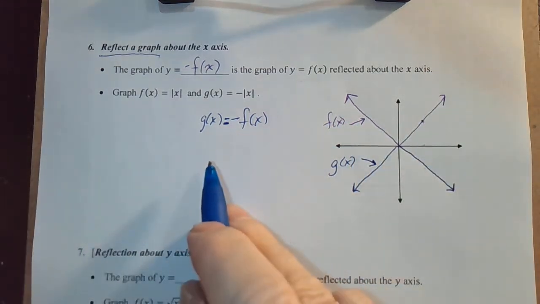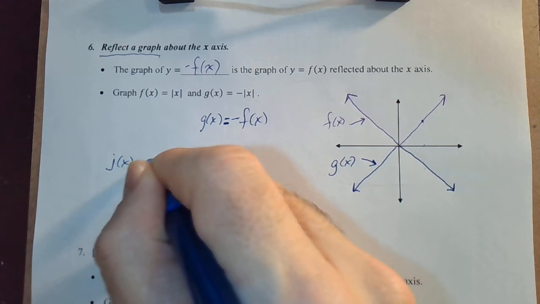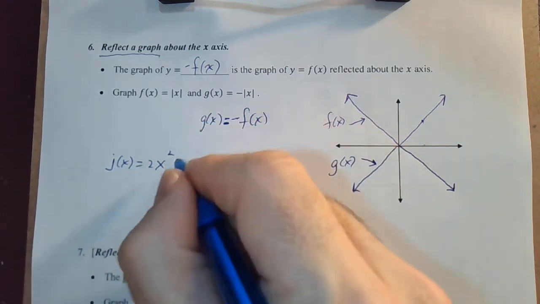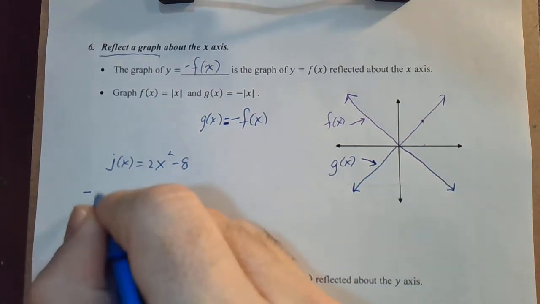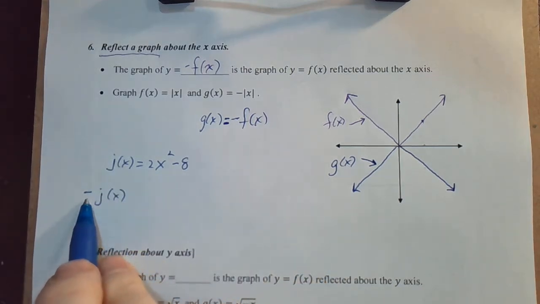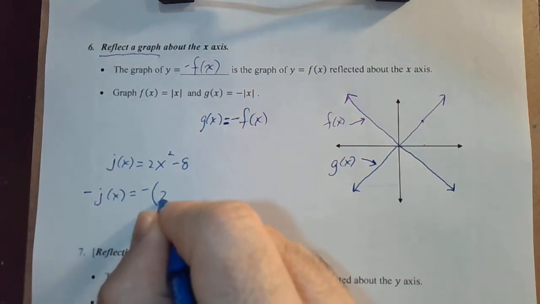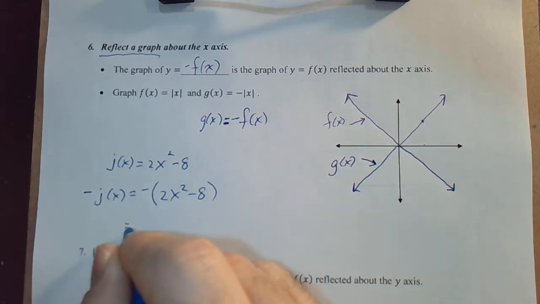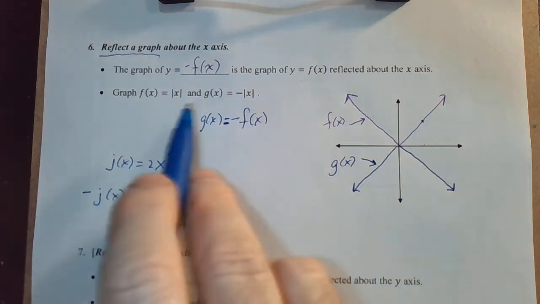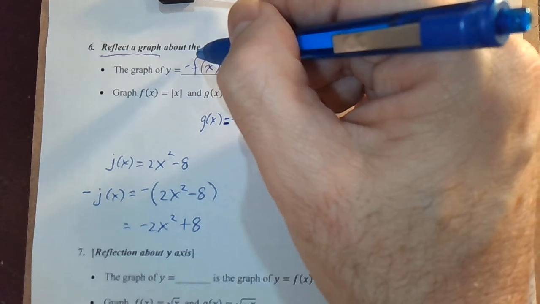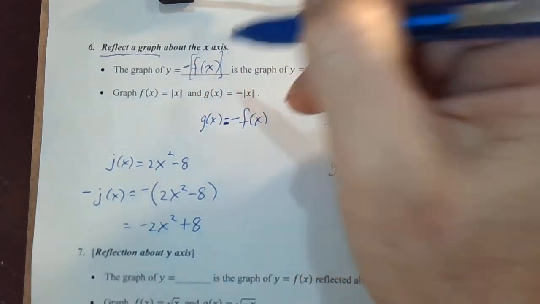Just a reminder though, if we had something else, let's say j of x is 2x squared minus 8, what would negative j of x look like? If you put a negative sign in, it means multiply the whole thing by negative 1. So you'd have to say negative parentheses 2x squared minus 8, which becomes negative 2x squared plus 8 when you distribute it through. So make sure you put parentheses or brackets around the entire function when you put the negative sign in front of it. Every sign is going to change.